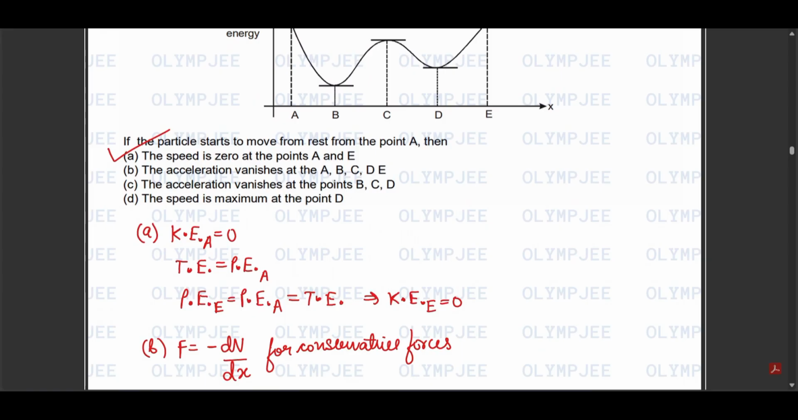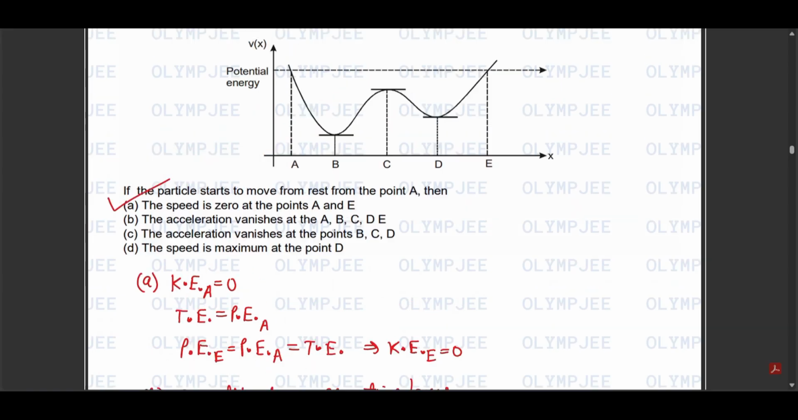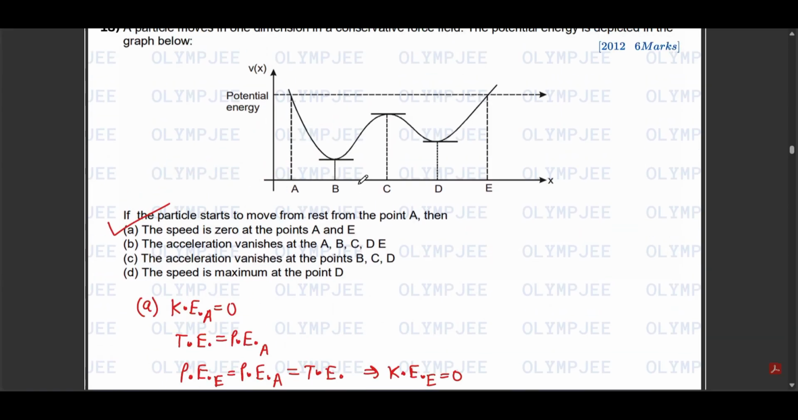So dV by dx equals 0 means that the slope of this graph should be equal to 0, which is only possible at B, C, D. And at A and E the slope is not 0, right? Because the slope is positive over here and negative over here. So acceleration cannot vanish at points A and E, so option B would be wrong. And option C is correct because at B, C and D the acceleration will vanish.